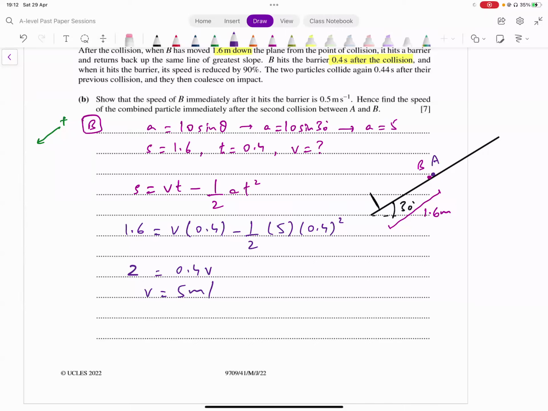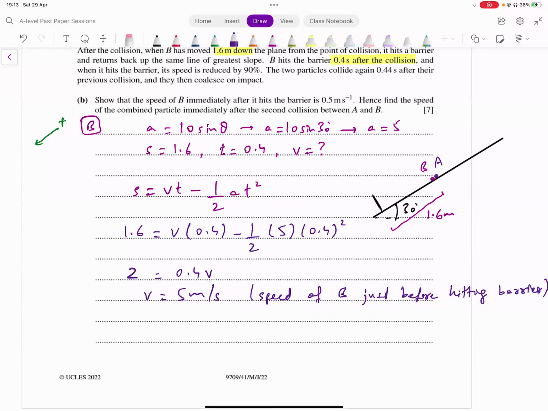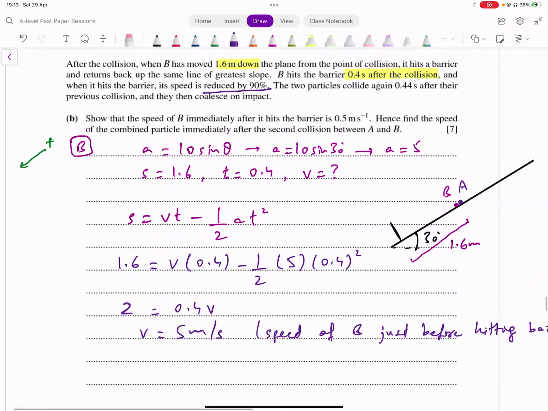Okay, V की स्पीड कितनी है? 5 meters per second. जब वो बैरियर को हिट करता है, ठीक है, this is the speed of B just before it hits the barrier. Okay, just before hitting the barrier. That's the speed of B. Okay, what about the speed of B after hitting the barrier? उसने कहा है its speed is reduced by 90%.